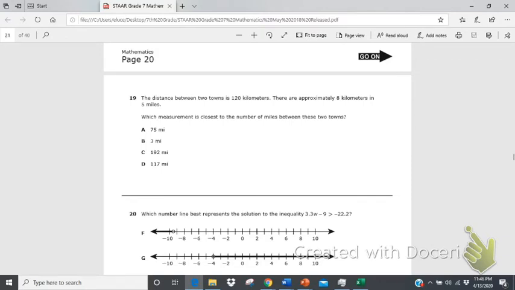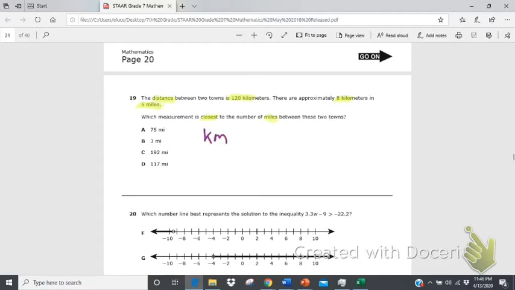Alrighty. So on the next question, ladies and gentlemen, number 19, they are telling us that the distance between two towns is 120 kilometers. There are approximately 8 kilometers and 5 miles. Which measurement is closest to the number of miles between these two towns? Here, I would encourage y'all to set it up as a proportion since we're comparing two different units.